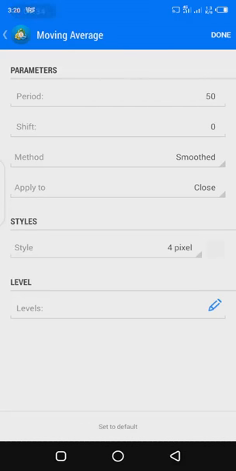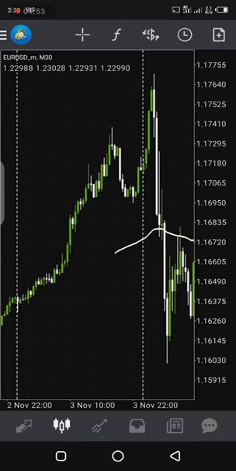The parameters for the moving average are: period 50, shift 0, method smoothed, apply to close. Then pick the pixel width and any color of your choice. When you've done that, you click OK.